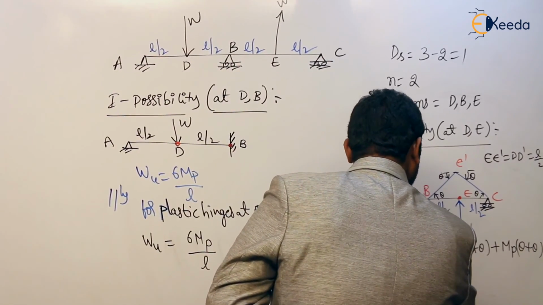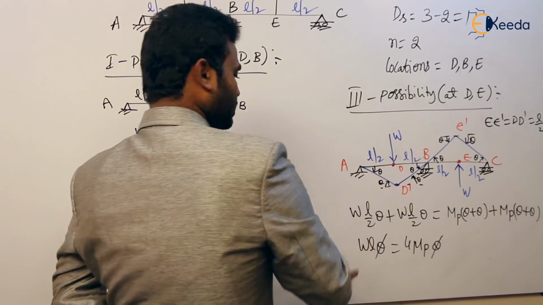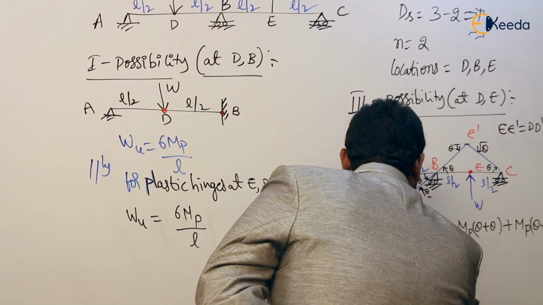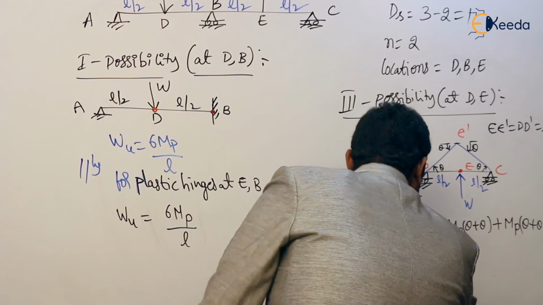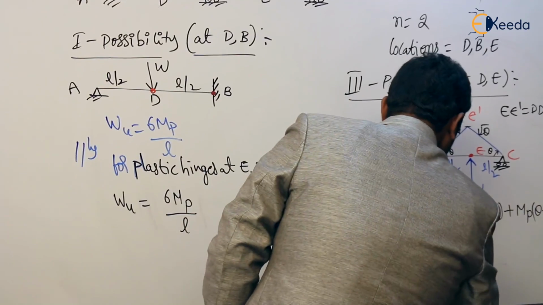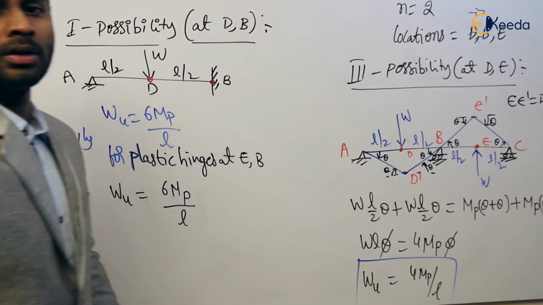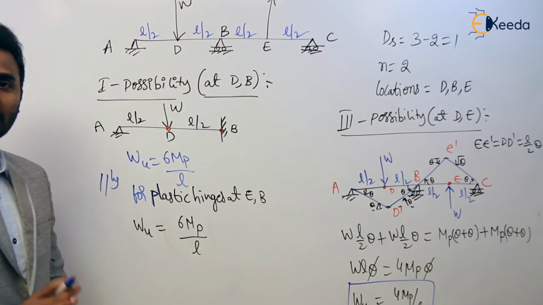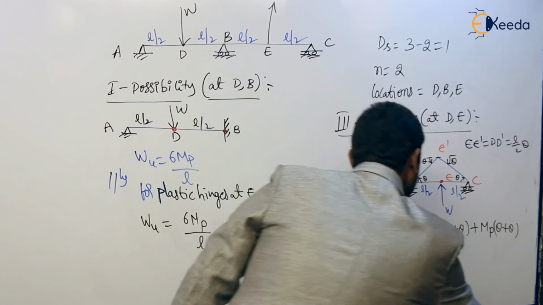Now theta gets cancelled. So finally, the collapse load W is equal to 4 MP by L. Now which is the true collapse load? In which case we got the least value, that is considered the true collapse load. So obviously this is the true collapse load.